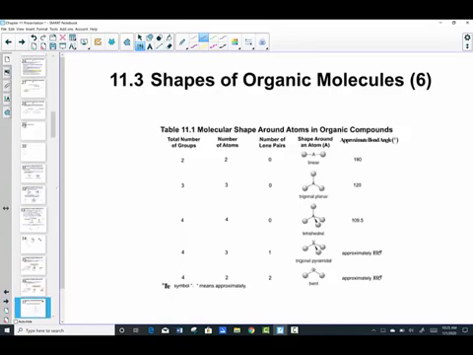So here is one slide to put it all together for us, and we're looking at filling this in together. Table 11.1, the molecular shapes around atoms in organic compounds. I tell you the number of electron domains, and in my grid, total number of groups, I call an electron domain. So if I'm standing at the central atom and I'm looking out, what do I see? An electron domain is a bond or a pair of electrons.